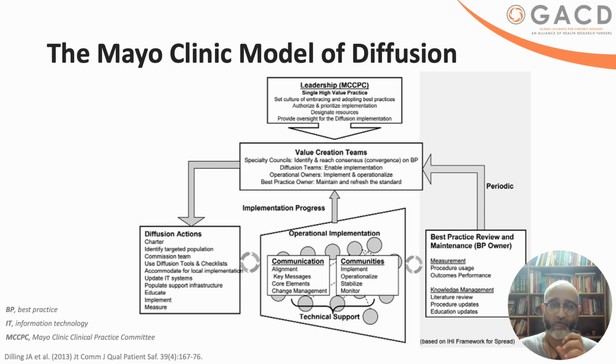In this Mayo Clinic model of diffusion, diffusion of best practices depends on three primary enablers: culture, engineering, and infrastructure or systems support. It includes five key elements: leadership, value creation teams, diffusion actions, operational implementation, and best practice review and maintenance. After a best practice is approved, it moves into the managed diffusion phase as per this framework. And diffusion managers at each site then shepherd this diffusion process, primarily serving as agents to help carry out the change.